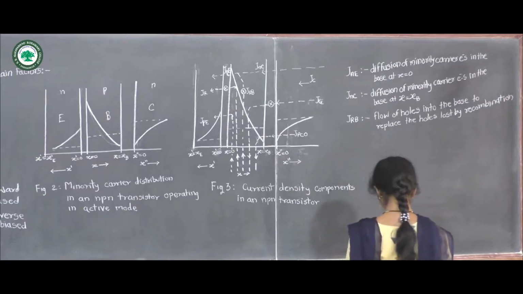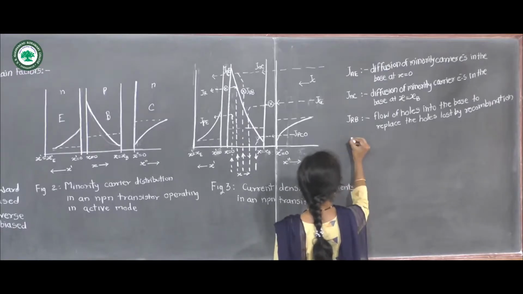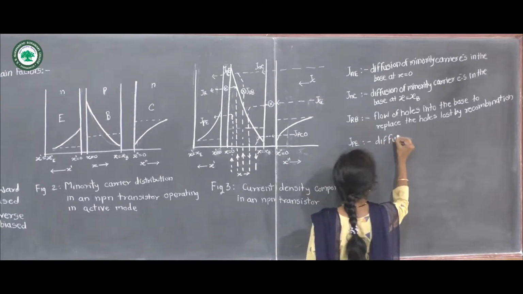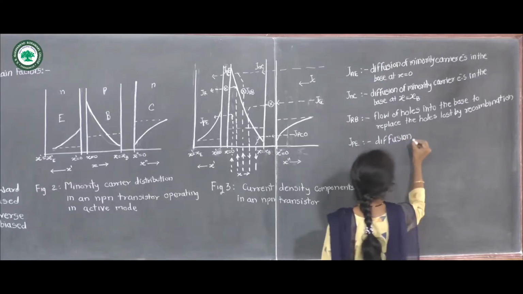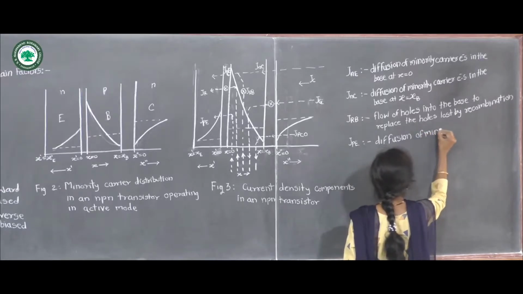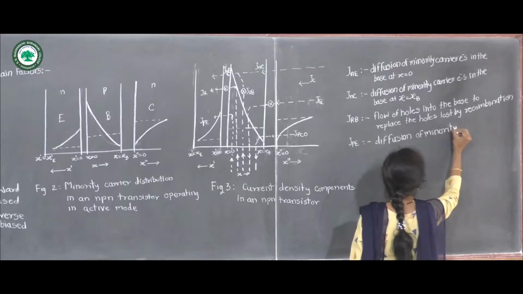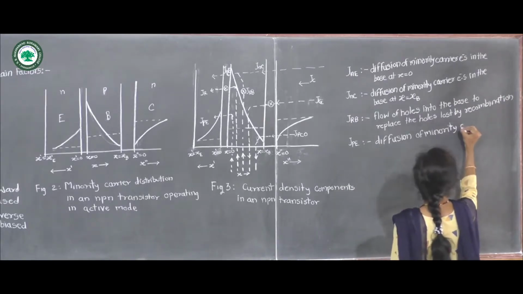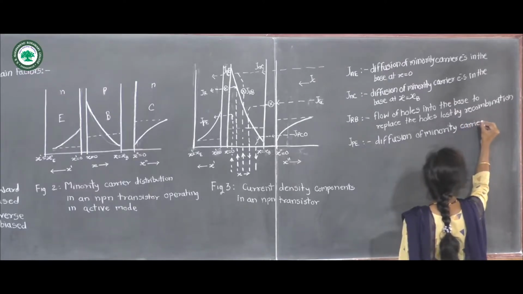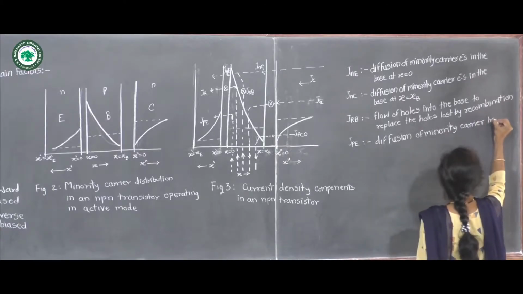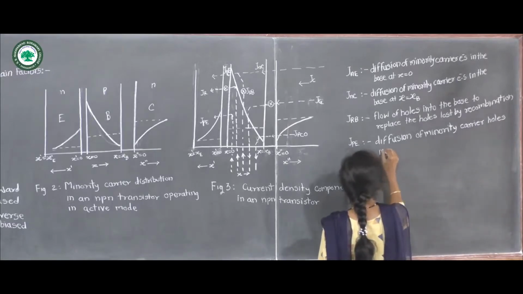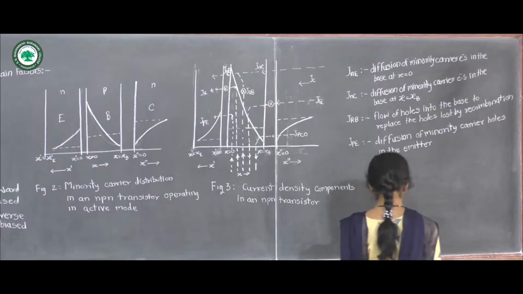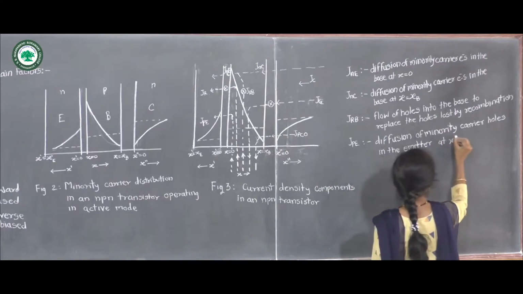Again, JP, which is due to diffusion of minority carrier holes in the emitter at x dash equal to 0.